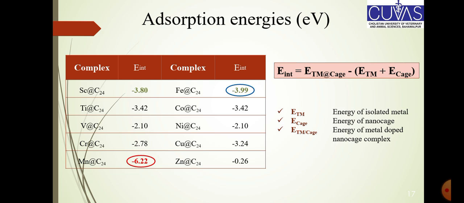Adsorption energies of all the complexes are presented in tabulated form. The negative sign of the adsorption energies of transition metal doped C24 complexes confirms their thermodynamic stability. Thus, the highest adsorption energy is observed for the manganese nanocage complex with an adsorption energy of minus 6.22 electron volt.